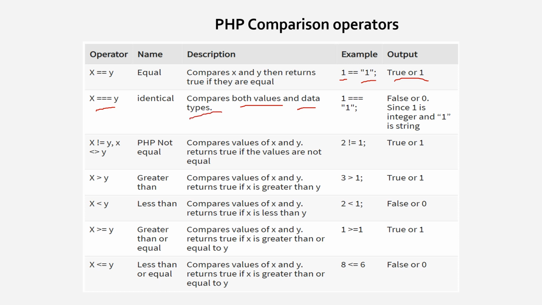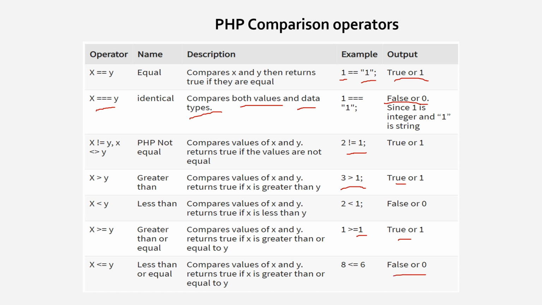So here both are not equal, since one is an integer type and the other is a string, so that returns false. Other comparisons we are familiar with: 2 not equal to 1, that is true. 3 greater than, that is true. 2 less than, false. 1 greater than or equal to, that is true. 8 less than or equal to, false.